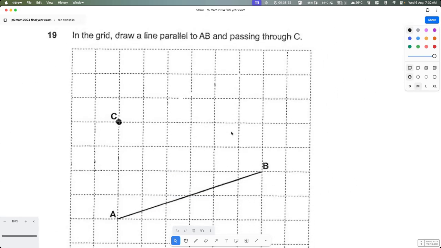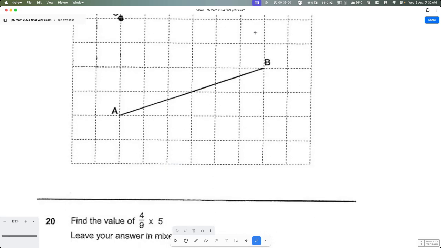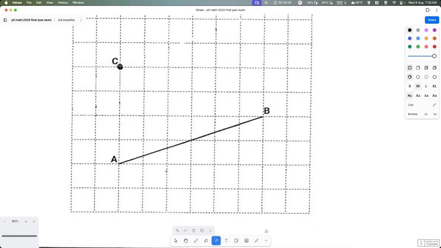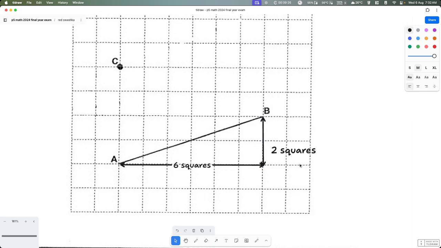Question number 19. In the grid, draw a line parallel to AB passing through C. So in this case, what we want to do is calculate the number of units. 1, 2, 3, 4, 5, 6. So this is 6 squares long, and then this is 2 squares long. We also want to do the same thing for C.